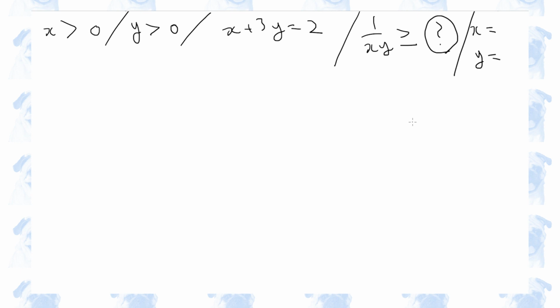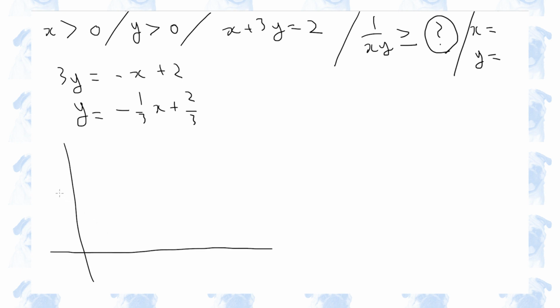In this question, we are told that both x and y are positive, and the equation x plus 3y equals 2 holds. First of all, let's rearrange the terms of this linear equation to find the slope and the y-intercept. So the graph of this linear equation looks like this. And because both x and y are positive, we are dealing with this segment.